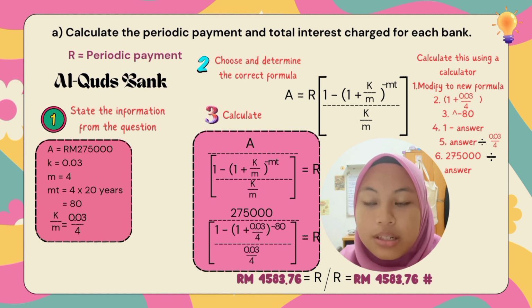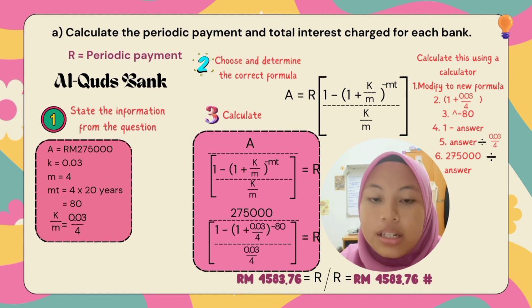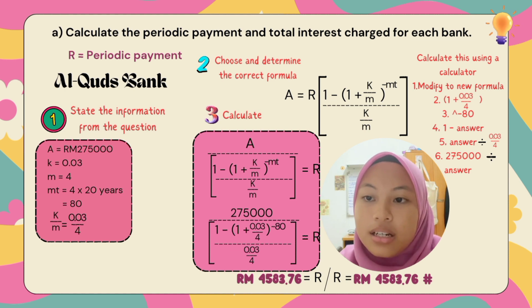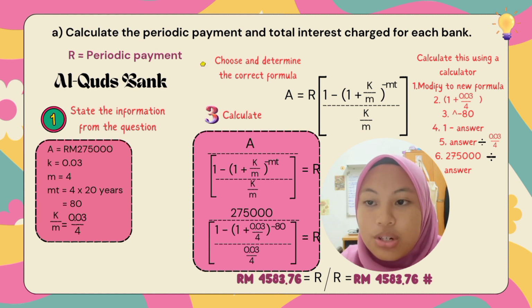So press the calculator: open bracket, 1 plus 0.03 over 4, close the bracket. So we got the answer. Press the power of negative 80. Then 1 minus the answer. Then the answer divided by 0.03 over 4. And lastly, 275,000 divided by the answer. So the answer is RM 4,583 ringgit and 76 cent.